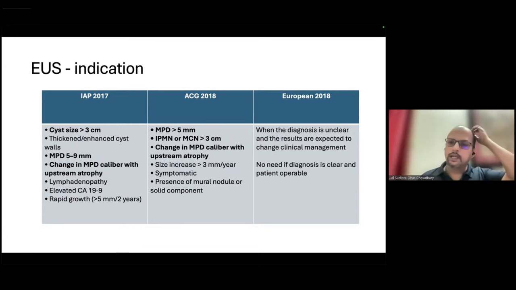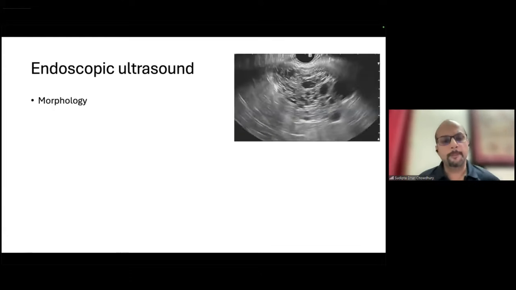But the latest European 2018 guidelines are very simple, and they highlight that you should do EUS whenever the diagnosis is unclear and the results are expected to change the clinical management of the patient. However, if the diagnosis is clear and the patient is operable, then there's no point in doing an EUS, and one should proceed straight to surgery.